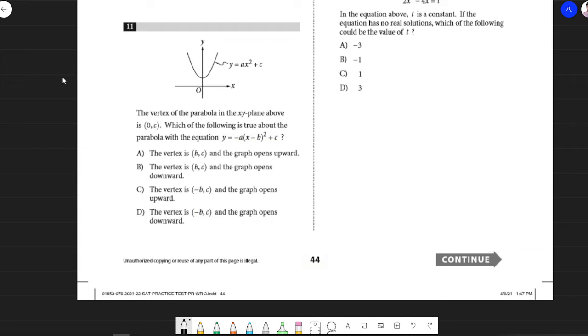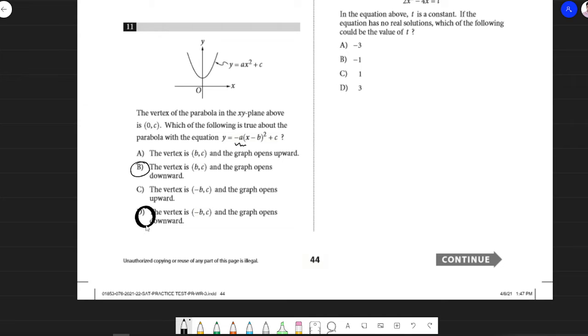So first of all, we are able to see that the parabola will be downward facing. Why downward facing? Because the coefficient of the x squared term will be negative. That is, a negative a is multiplied to the (x minus b) whole squared term. So options B and D can be correct.